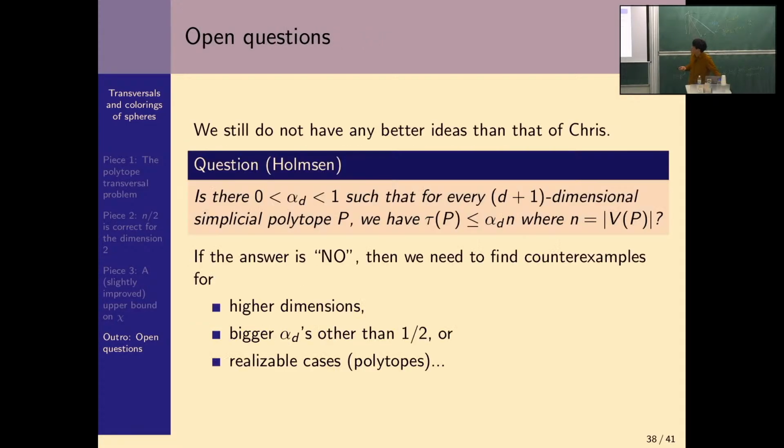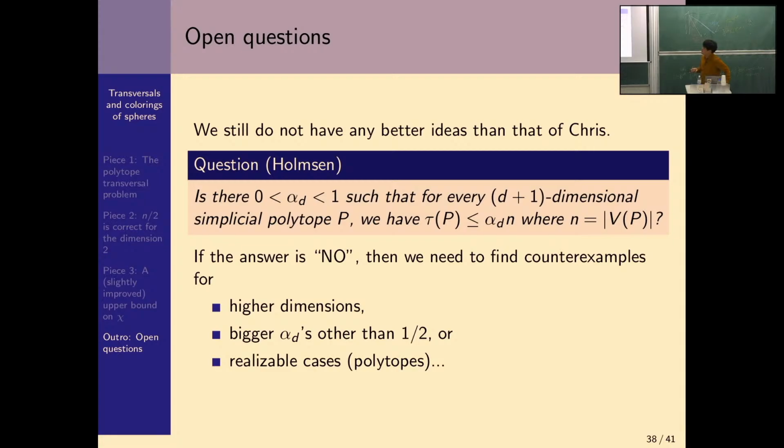Okay, so this is the outro, open questions. I really admire Chris's comments and the intuition about this problem. But still, I think this problem is too big. If you consider this question by Professor Holmsen again, this problem is very big. But I want to have some more improvements. I'm not really sure about the answer, but I'm more on the side that the answer to this question is no at this point.